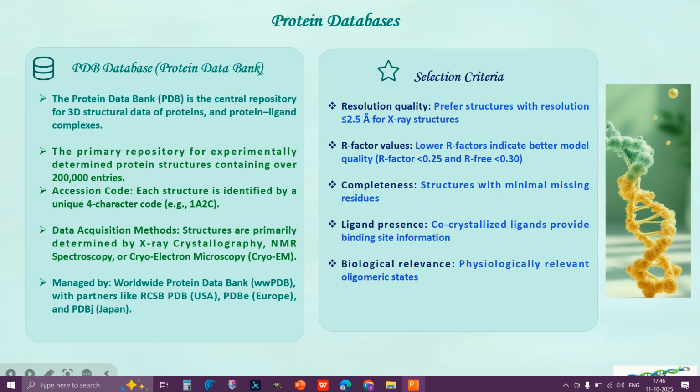Now where will we get this protein structure for our molecular docking? The main source is the Protein Data Bank. So what is the Protein Data Bank? It is the central repository of 3D structural data of proteins and protein-ligand complexes, the primary repository of experimentally determined protein structures, containing over 200,000 entries.